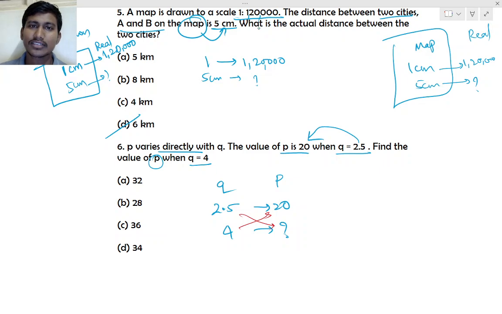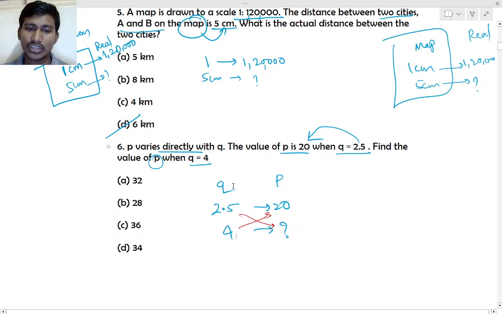Will you solve it, sir? You wrote 2.5 and then 4. That is the Q value, right? Q is 2.5 the first time, and the second time it is 4. The P value when Q is 2.5 is 20. Then we have to find the P value when Q is 4.